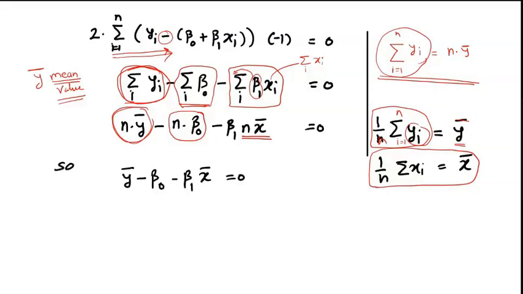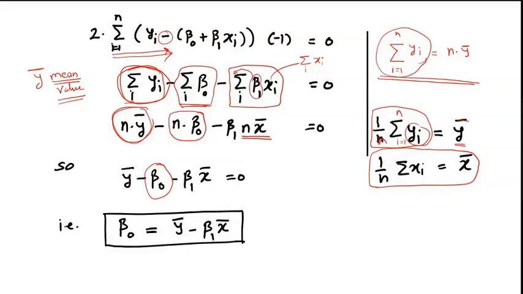So this is now y bar minus beta 0 minus beta 1 x bar, where n I can throw out. We are interested in beta 0 here. So I write beta 0 is equal to y bar minus beta 1 into x bar. This is how we compute beta 0, but still this beta 1 is unknown.